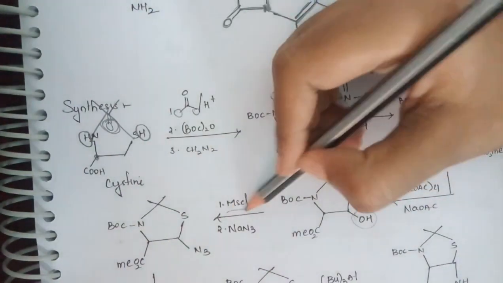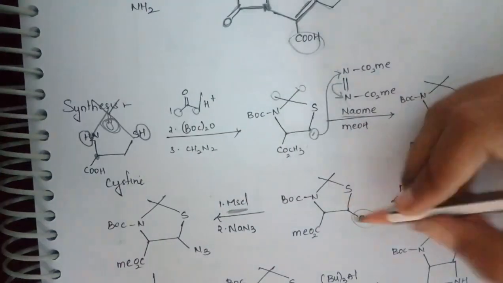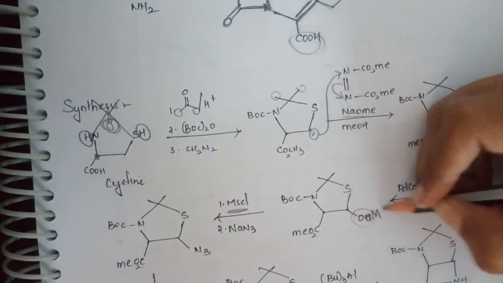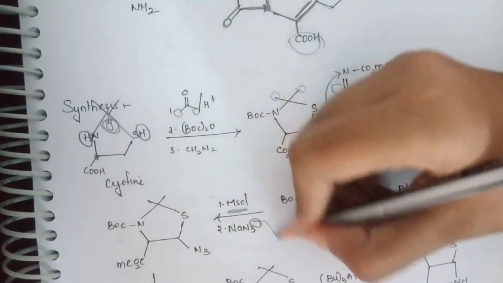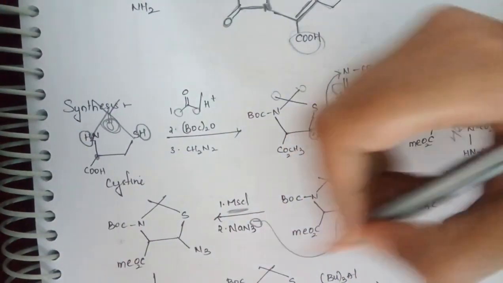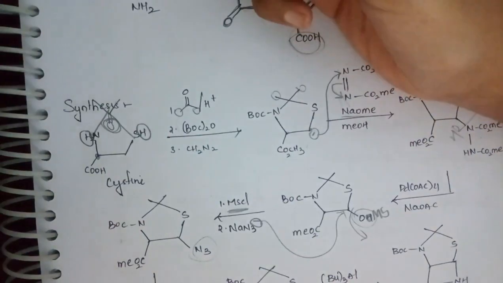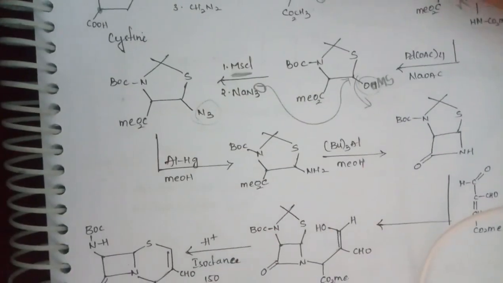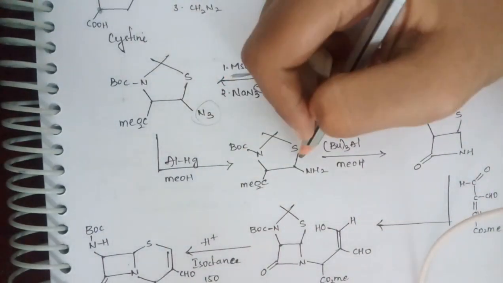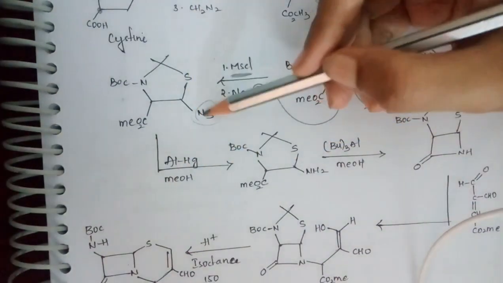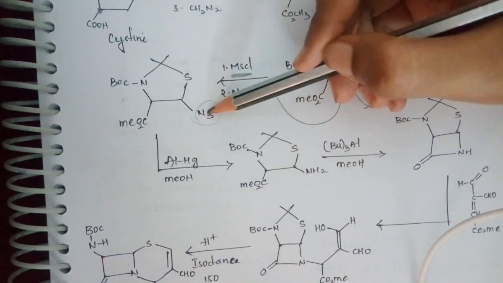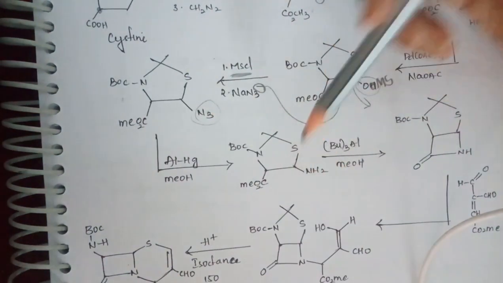Later I am treating with MsCl, methanesulfonyl chloride. What will happen? OH is replaced by OMs. It will be a good leaving group. Then the nucleophile N3 minus will come and attack here and replace it, and you will get N3. This N3 I am reducing to amine by using aluminium amalgam in methanol. The azide group is converted into an amino group.